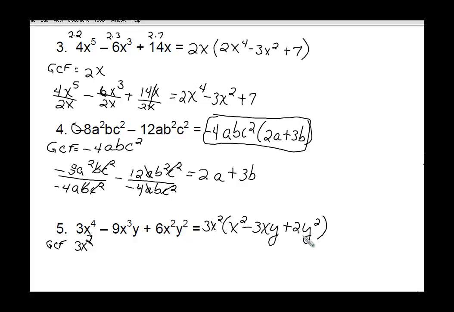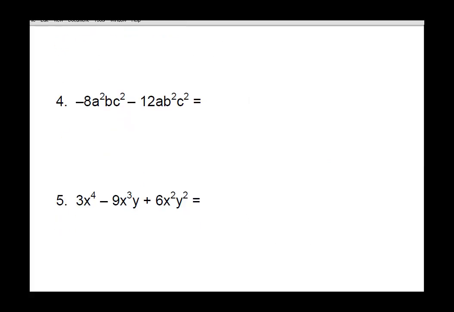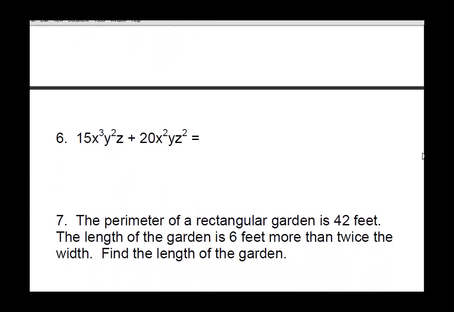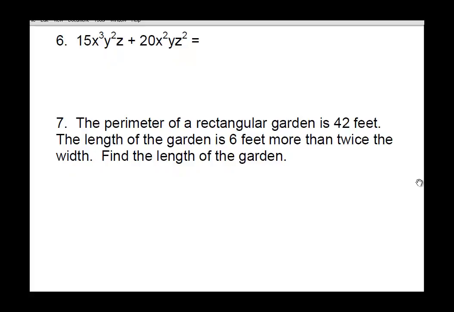Again, check it by multiplying this back, distributing the 3x squared, and make sure you get your original problem. Now let's move on to the next page. We have one more example and then a word problem or two. We're just going to do the one example of this word problem.